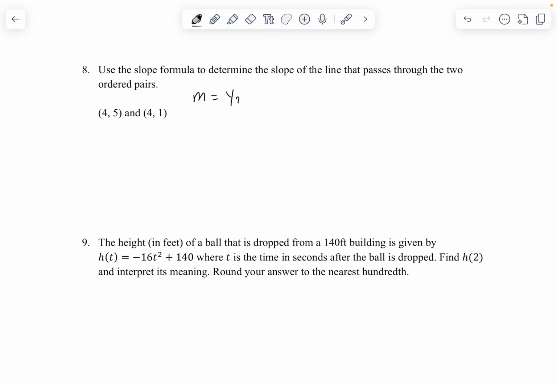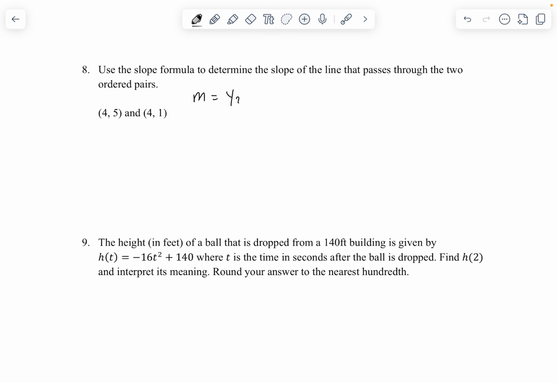1 minus 5 is negative 4. 4 minus 4 is 0. So we end up with negative 4 over 0. Of course, you can't divide by 0, so this is actually undefined, which means that the line that passes through these points will be a vertical line, because vertical lines have undefined slopes.